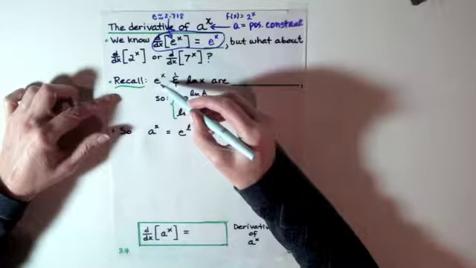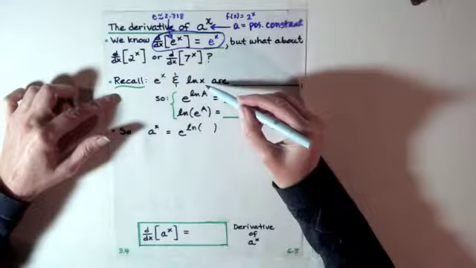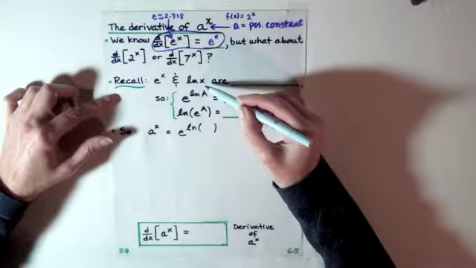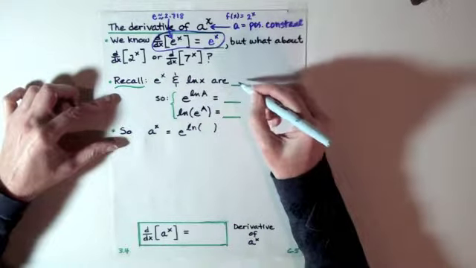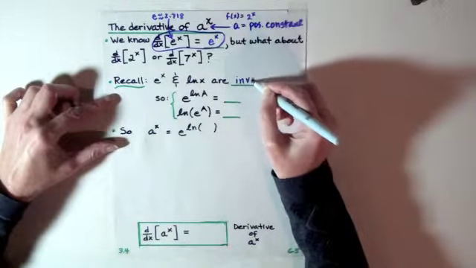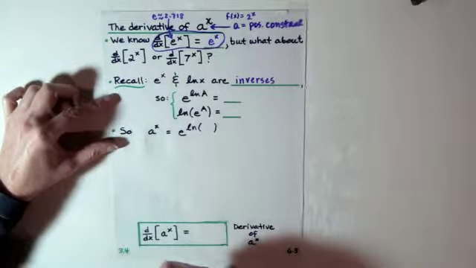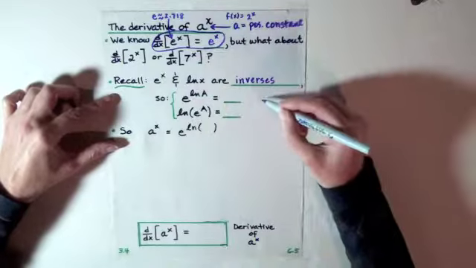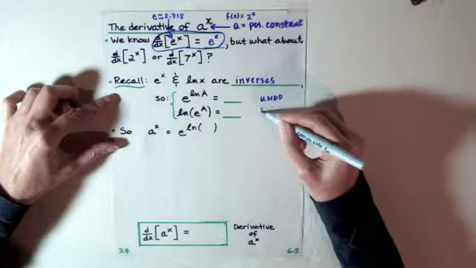First of all, we have to remember that e to the x and ln of x are functions that have a special relationship to each other. So remember that e to the x and ln of x are called inverses of one another. And remember that a pair of inverse functions such as these are functions that exactly undo one another.